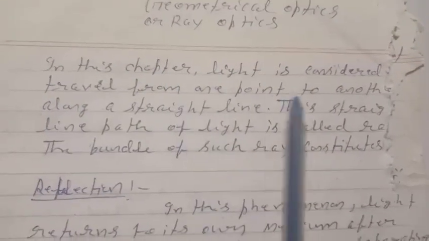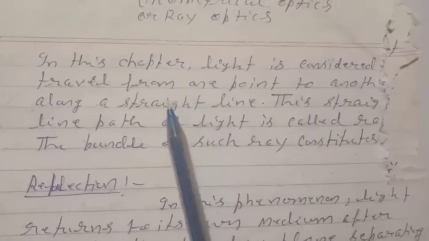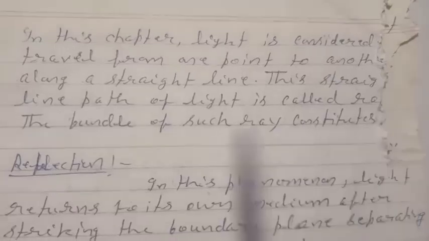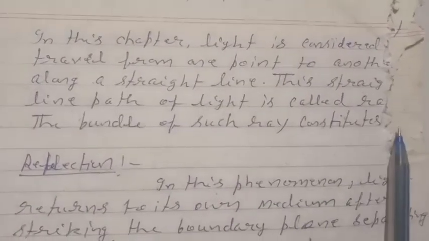In this chapter, light is considered to travel from one point to another along a straight line. This straight line path of light is called a ray. The bundle of such rays constitutes a beam.